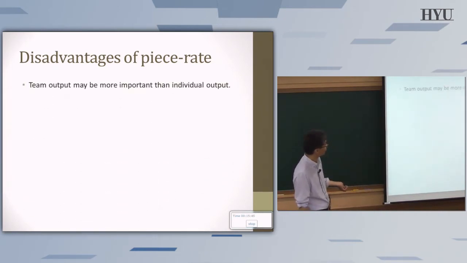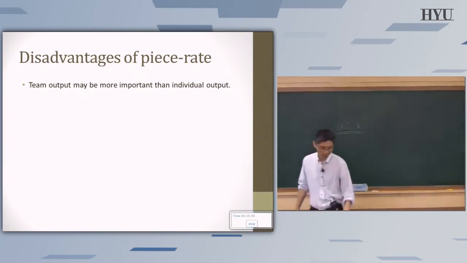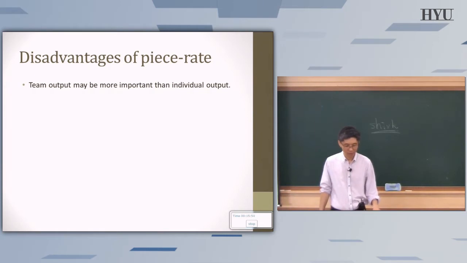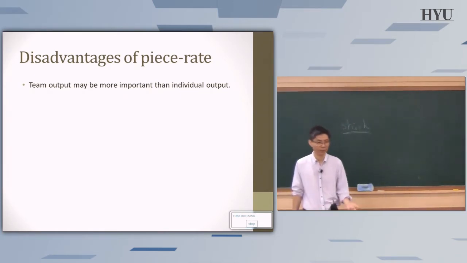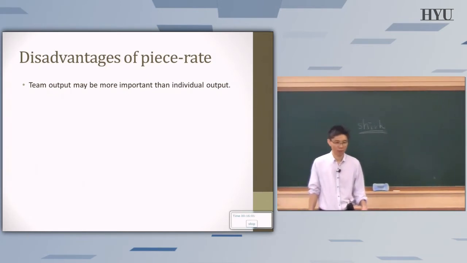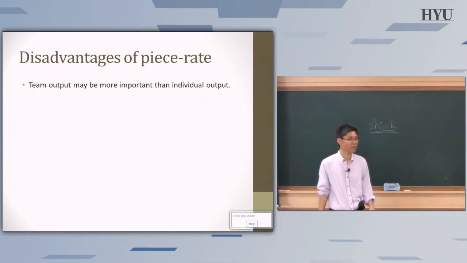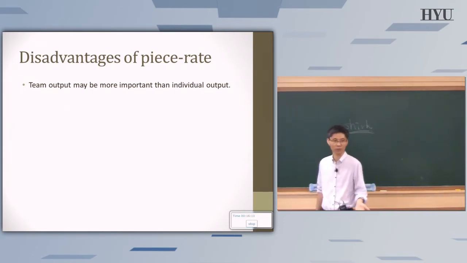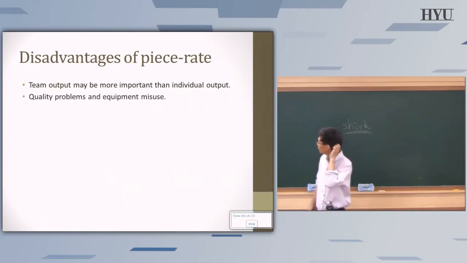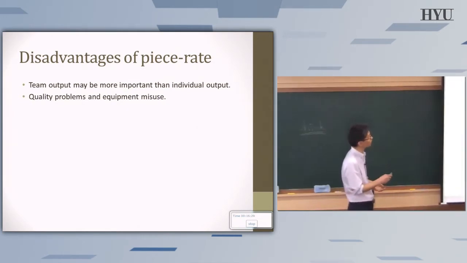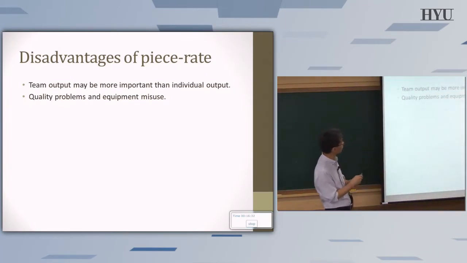First thing is individual output. That is probably important for a really simple task, like making envelopes and making t-shirts. But in the modern economy, most products are made by teams, right? It's not just individual. So team effort and team output is maybe more important than individual output. Since the modern manufacturing industry uses teams, not just individuals, the piece rate system is not suitable for this type of industry. And quality problems and equipment misuse.